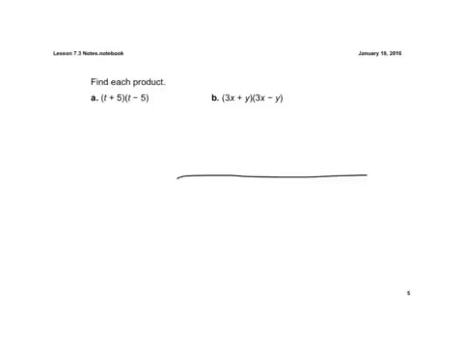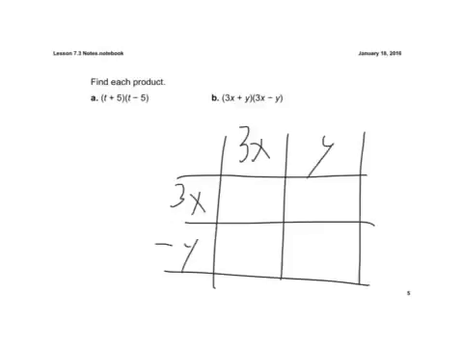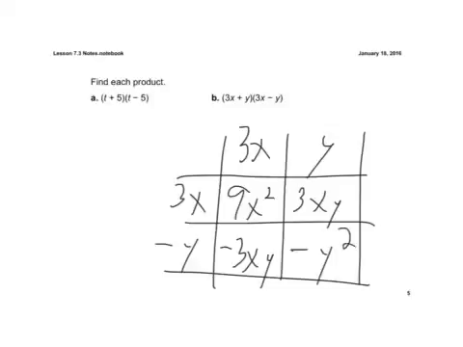And so I'm going to set it up using the box. So across the top I have 3x and y. Down the side, 3x and minus y. So this is 9x squared. I have 3xy. Here I'd have negative 3xy. And here I'd have negative y squared. Because again, negative times a positive is a negative y squared.